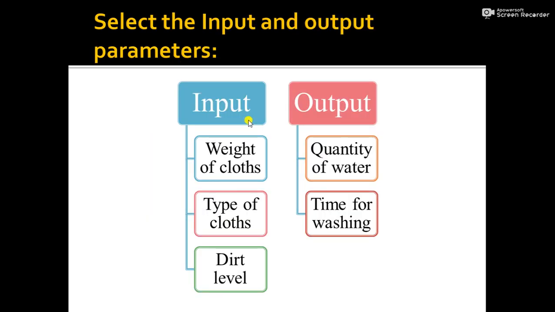Now, coming back to the problem of the washing machine, we need to select the input and output parameters. The input parameters we are selecting are weight of the clothes, type of the clothes, and dirt level, and the output parameters are quantity of water and time for washing. It is not restricted to these input and output parameters. There can be n number of inputs and n number of outputs, depending upon how sensitive or how precise we want the outputs.